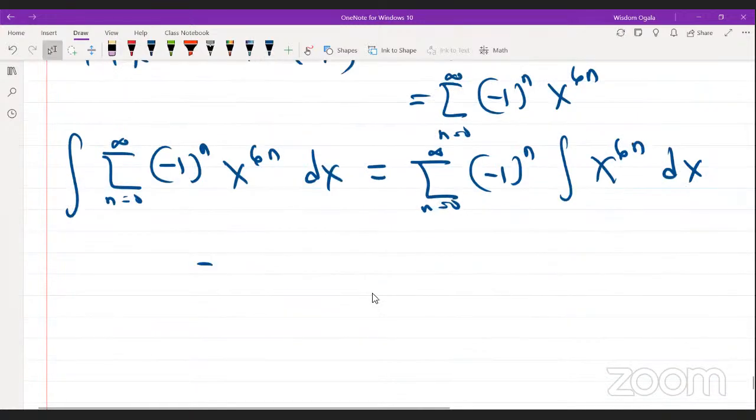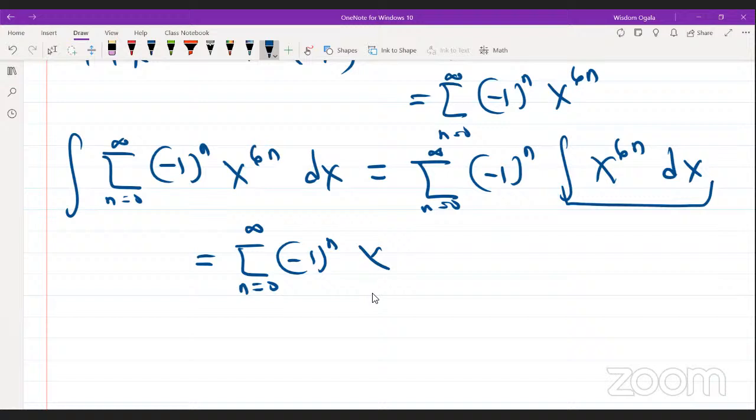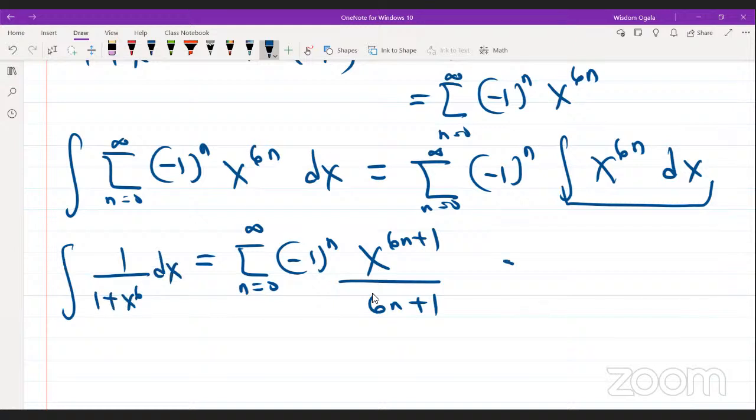Now when you get a hang of it, it's really going to appeal to you and be easy to work with. Negative 1 to the power of n. If you integrate this guy, what does it give? It gives us x to the 6n plus 1 divided by 6n plus 1. Right? But of course, plus a constant of integration. So over here, we don't have any information to help us determine what the constant is going to be, compared to the other one.